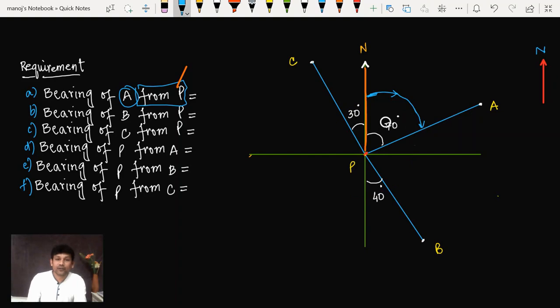This point is coming. What's the angle? It is 70 degrees. So what will I write? I will write the answer as a 3 figure bearing. So I will write 0, 7, 0 and that's it.